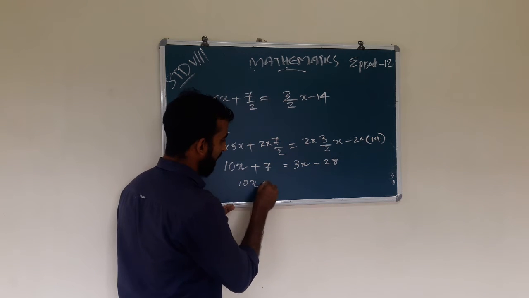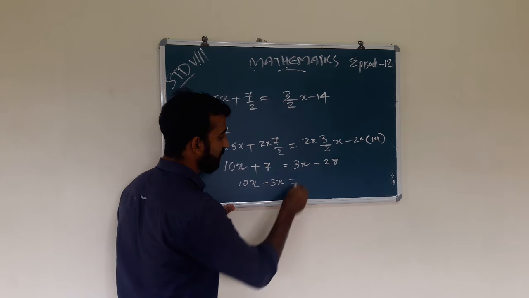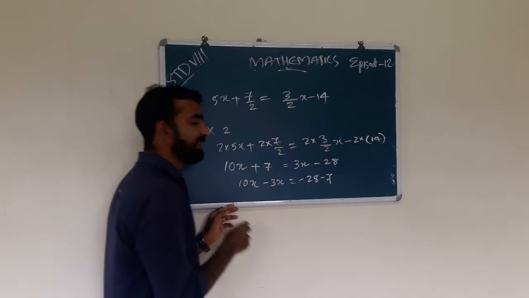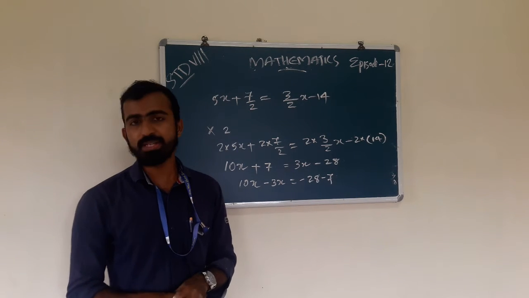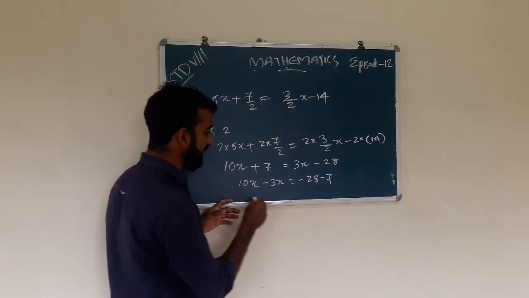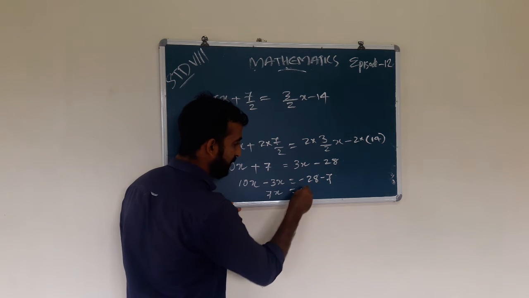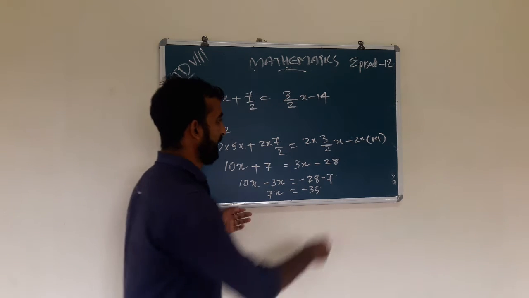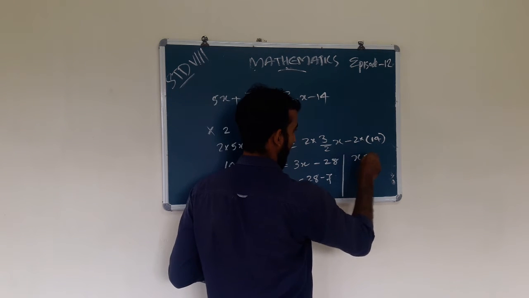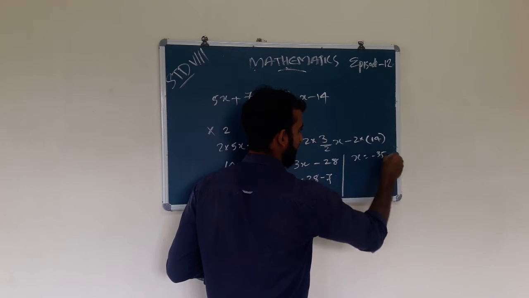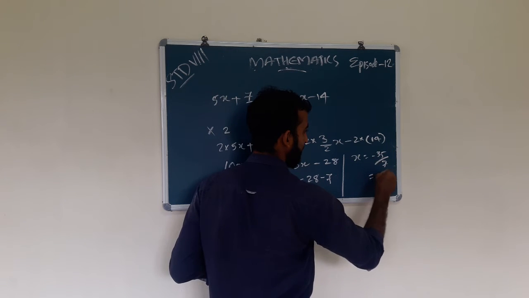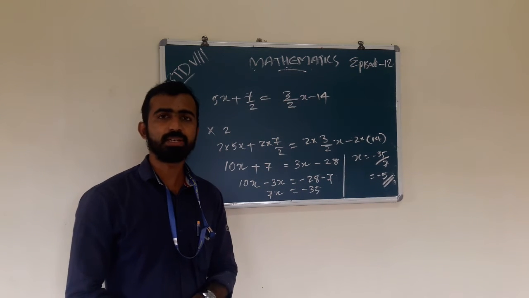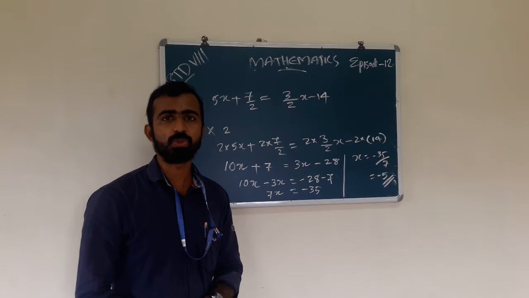That is 10x minus 3x equals minus 28 minus 7. The 7 is going to the right side. Here we get 7x equal to minus 35. That is x equals minus 35 by 7, so we get minus 5. We get minus 5 as the answer for the solution.